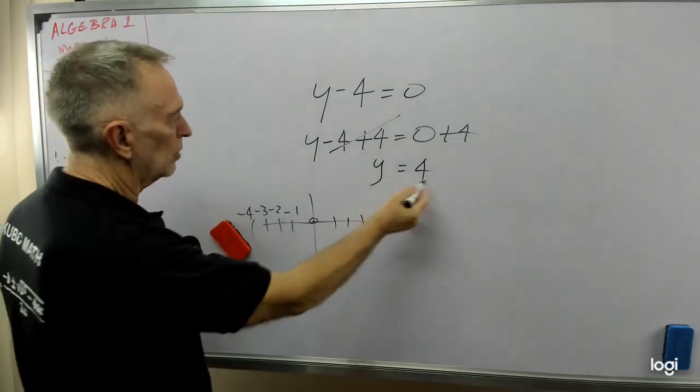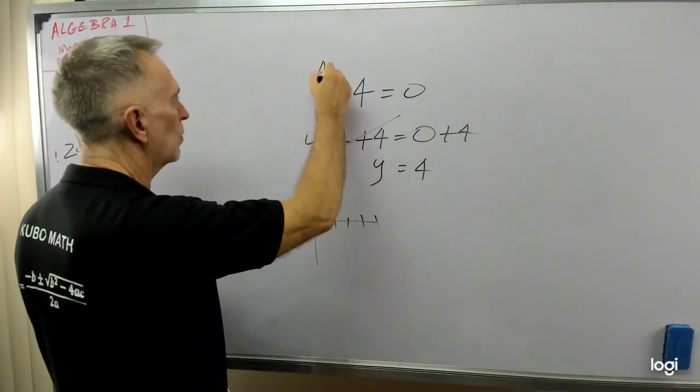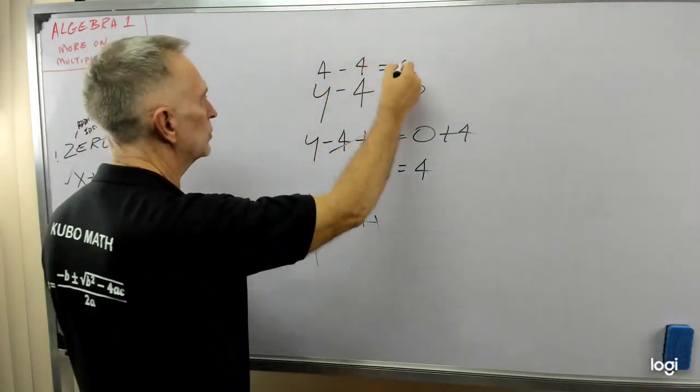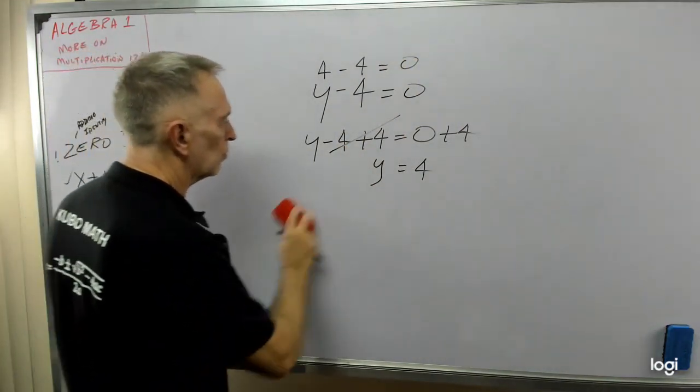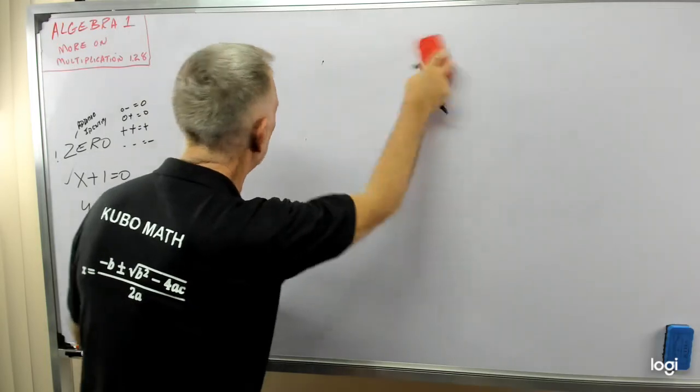So let's plug 4 back in and try it. 4 minus 4 equals 0. That's correct. Okay, man, we are rolling now.